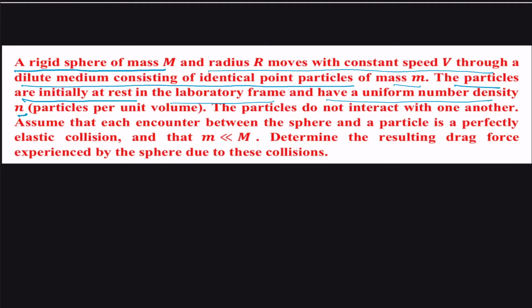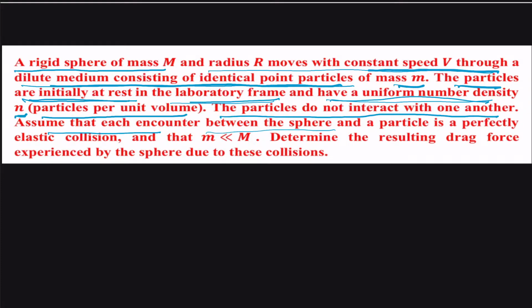Okay, so we were discussing this question. A rigid sphere of mass M, radius r, moves with a constant speed v through a dilute medium consisting of identical particles of mass m. The particles are initially at rest in the laboratory frame and have a uniform number density n, that is particles per unit volume. The particles do not interact with one another. Assume that each encounter between the sphere and the particle is a perfectly elastic collision and that m is very much smaller than capital M. Determine the resulting drag force experienced by the sphere during these collisions.